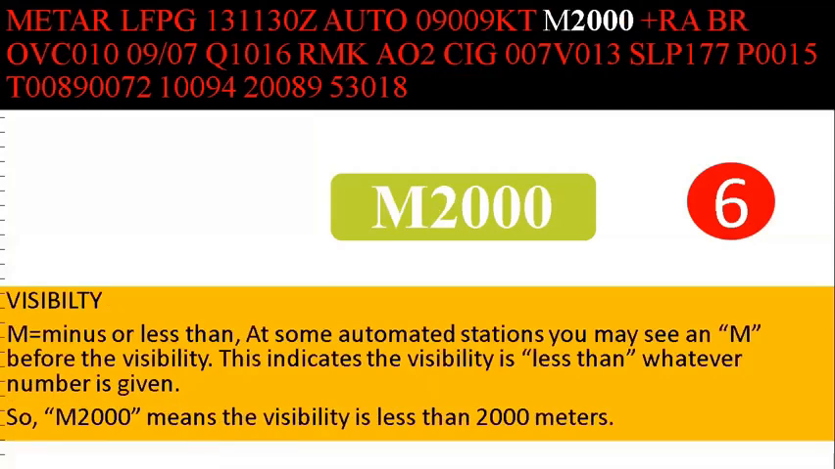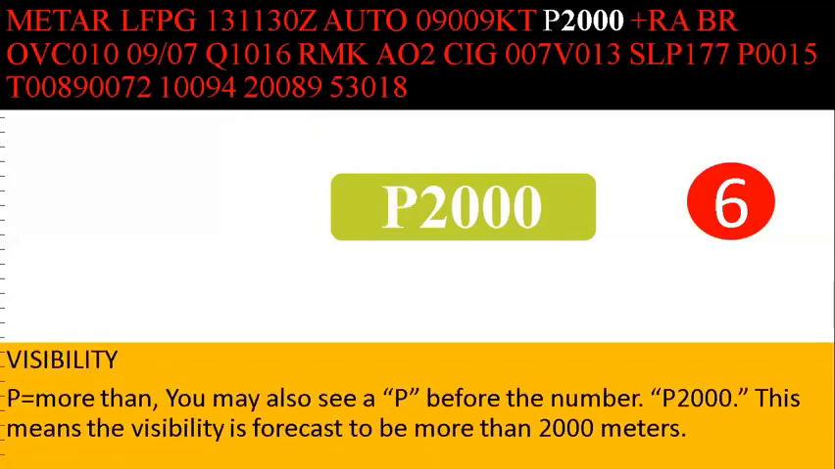Sometimes we will observe M before visibility, where M stands for minus or less. This indicates the visibility is less than whatever number is reported. So if we see a minus 2000, it means that visibility is less than 2000 meters. Similarly, you may also see a P before the number, like P2000. This means the visibility is forecast to be more than 2000 meters.